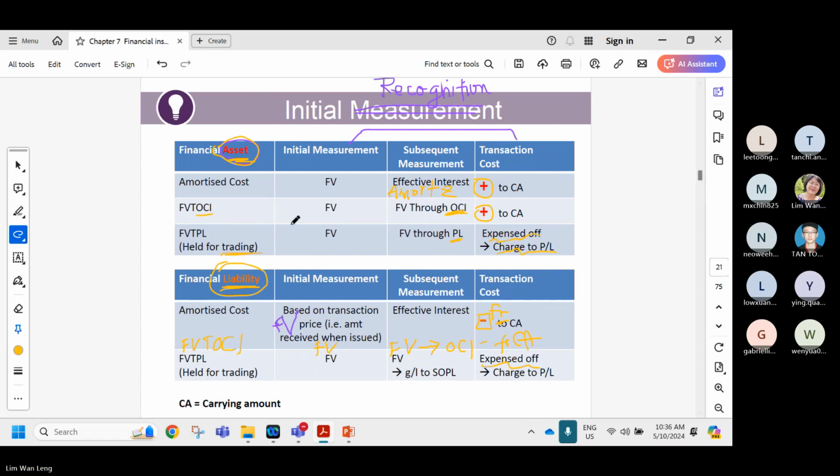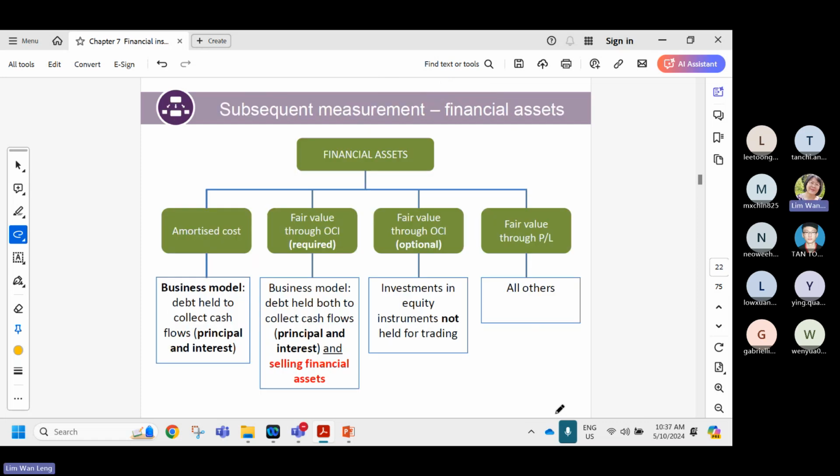Okay, so easy to remember. If assets, you plus the transaction cost unless it is measured at fair value through the profit or loss. If it's financial liabilities, you have to minus the transaction cost from the fair value unless the financial liability is captured at fair value through the profit or loss. Okay? Then how do we know? We can measure the financial asset at amortized cost, at fair value through the OCI, or fair value through the profit or loss. Okay, so this is with respect to financial assets.